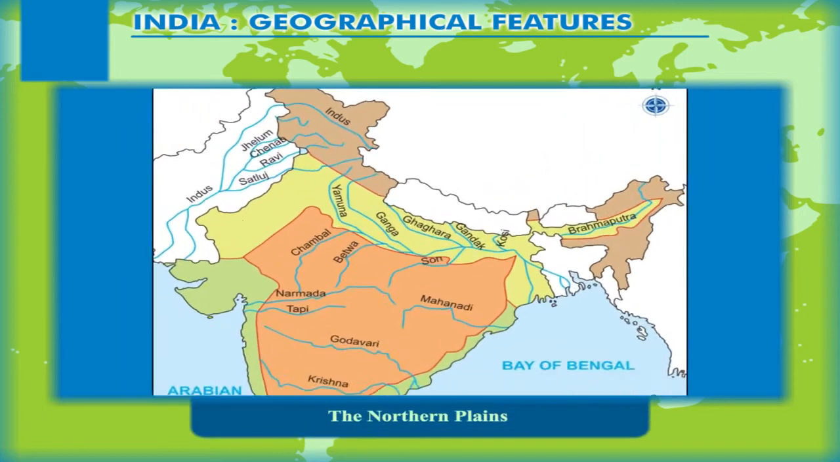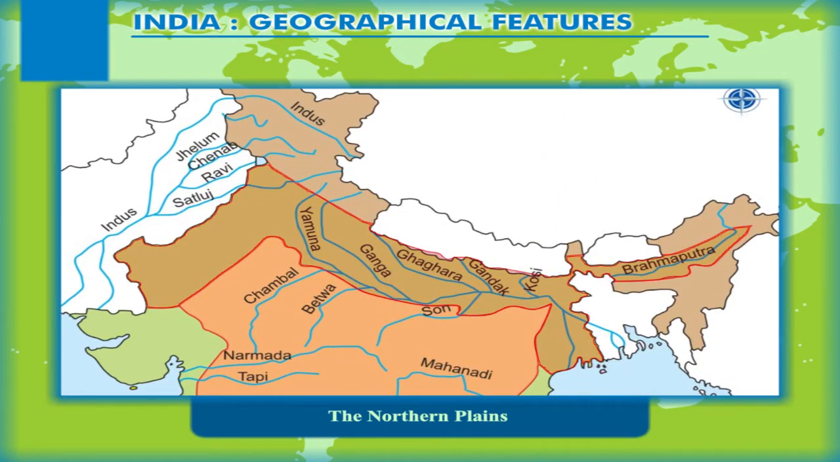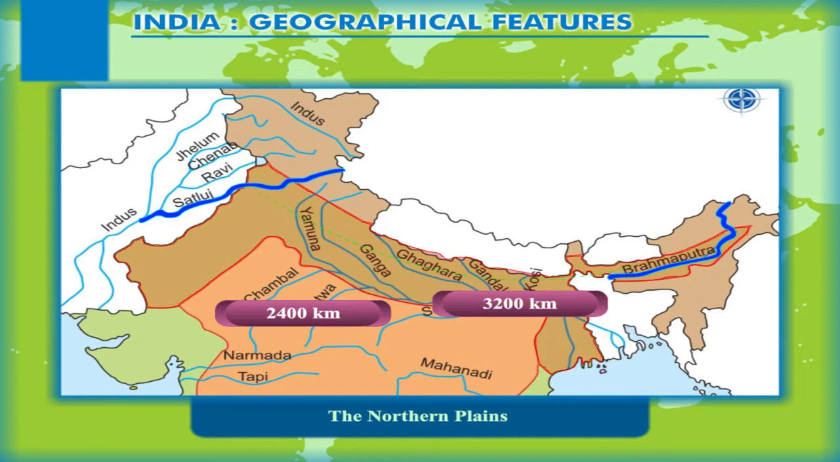The Northern Plains. The Great Plains of India that lie between the Himalayas in the north and the peninsular plateau towards its south are formed by the deposition of the rich alluvium brought down by some major North Indian rivers and their tributaries. These rivers have their origin in the Himalayas and the plateau region. The plains have an extent of about 2,400 kilometers, stretching from river Satluj in the west to river Brahmaputra in the east. If we include the area marked as the Indus Plains, the west-east extent is about 3,200 kilometers.